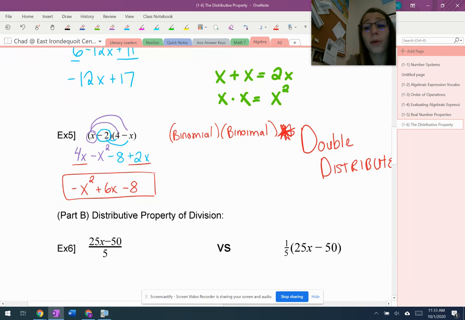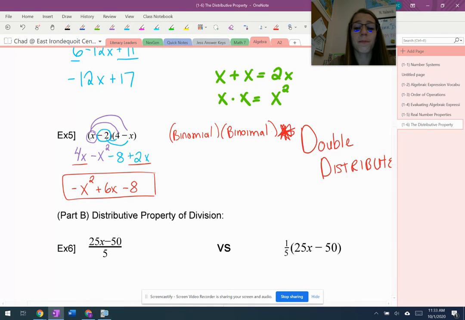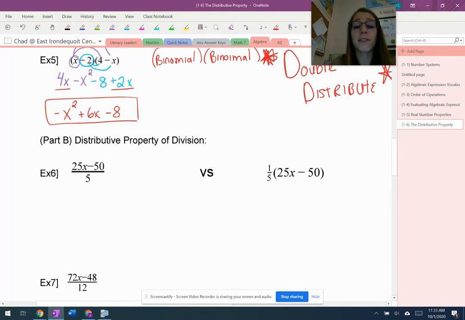You definitely have homework problems like that, so make sure you use your notes to help you. We'll look at the distributive property of division next.